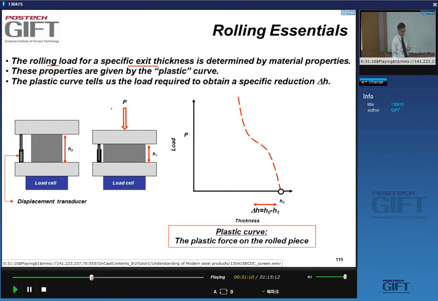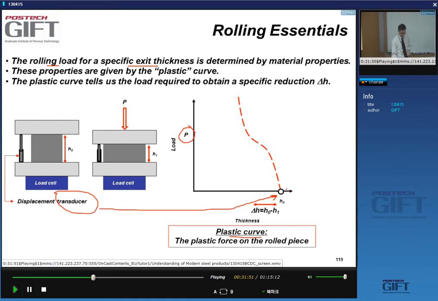So as I squeeze the material, yes, I will reduce the thickness, and my load cell will record P, and my displacement transducer will record the value of H. And as I reduce the thickness, I'm squashing the material, I'll need more and more force, yes. Okay, so this distance here is the thickness reduction.